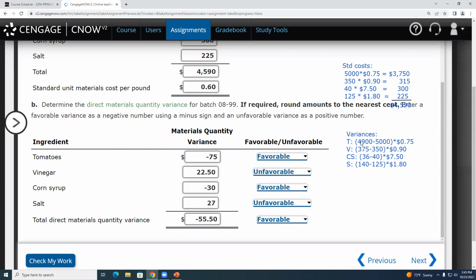So for example, for tomatoes, we used 100 pounds fewer than we had anticipated. So at 75 cents per pound, that saved us $75 on tomatoes. That's a $75 favorable variance. We need to show it as a negative to indicate that it is a favorable variance. You can see we went back and forth. We used more vinegar and salt than planned, but less tomatoes and corn syrup. And so when we net all of those together, we end up with a net favorable, a net negative variance of 55.50.